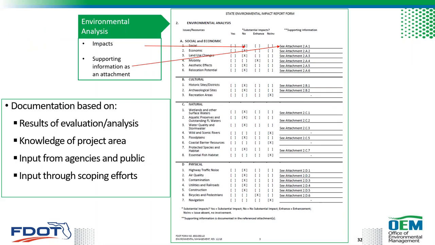The environmental analysis section of the form documents the results of the environmental analysis that was just discussed. The appropriate level of impact is going to be identified here as substantial, not substantial, an enhancement, or no involvement. And this is selected for each issue or resource, and supporting information is included as an attachment and referenced here under supporting information. Environmental issues or resources with no involvement do not need a lot of supporting documentation. Now, the documentation for each of these issues or resources listed here is based on the results of the analysis, also the knowledge of the project area and the input from the agencies and the public throughout the whole scoping process.